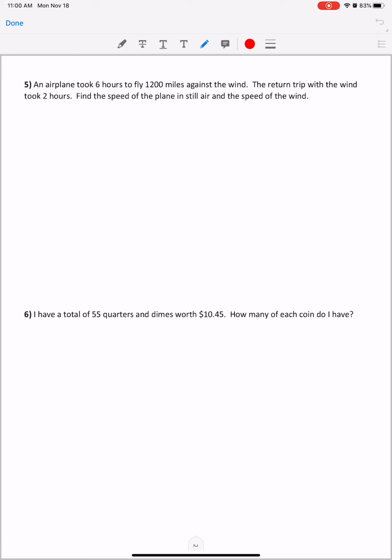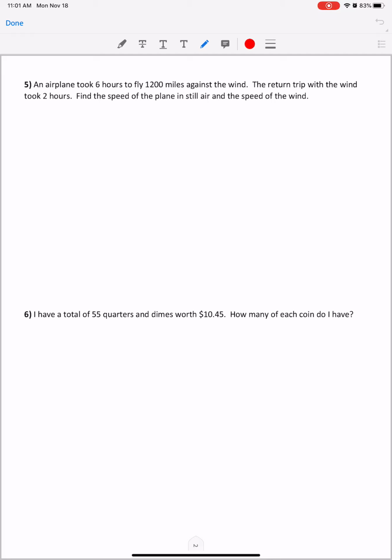So now we get into the word problems that go with these. It says an airplane took 6 hours to fly 1,200 miles against the wind. The return trip with the wind takes 2 hours. Find the speed of the plane in still air and the speed of the wind.